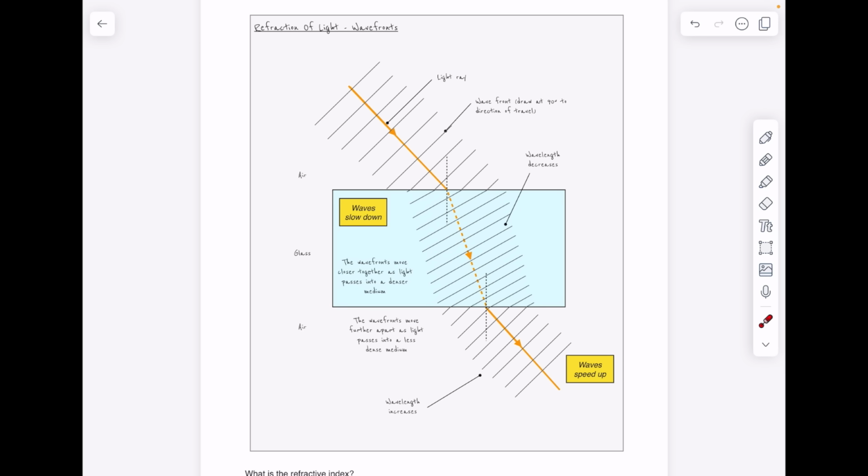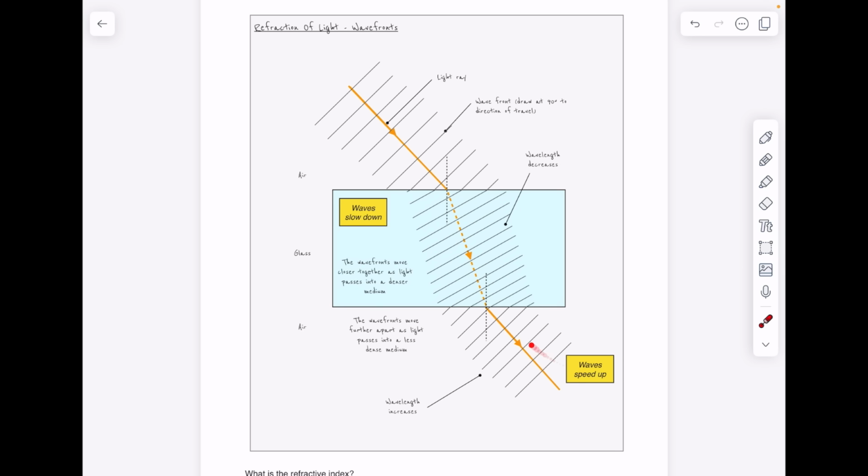If you were to add wavefronts, you want to be drawing those at 90 degrees to the direction of travel. So look, these are drawn at 90 degrees compared with our orange light ray. Just be very careful. As they enter the glass block, keep the rays running at 90 degrees to your light ray and you won't go wrong.